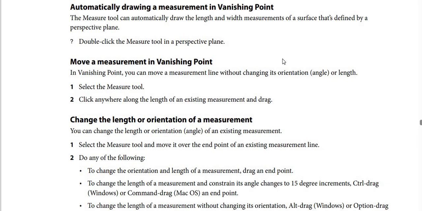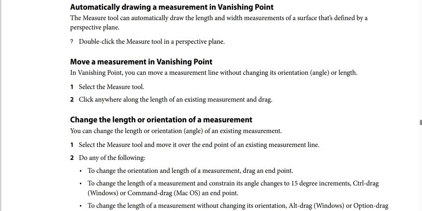How to automatically draw a measurement in Vanishing Point. By the way, the measure tool can automatically draw the length and width measurements of a surface that's defined by a perspective plane. Double click the measure tool in a perspective plane. And how to move a measurement in Vanishing Point. By the way, in Vanishing Point you can move a measurement line without changing its orientation, angle or length.